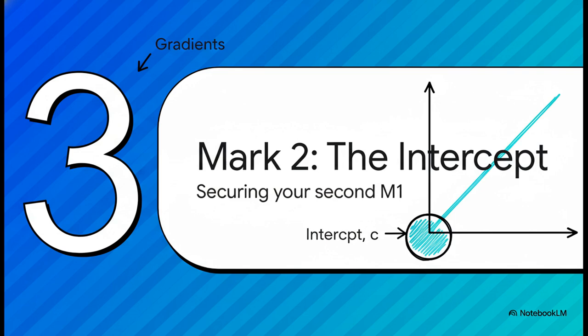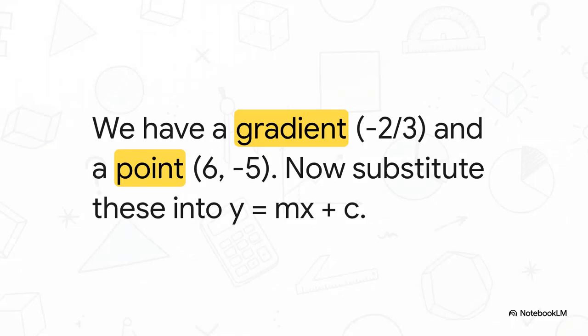We've got the gradient of our new line. The next job is to figure out where it crosses the y-axis. In other words, we need to find the intercept, c. We've actually got everything we need right here. We know our new gradient is -2/3, and we know the line passes through the point (6, -5). That's our x and y value right there. So all we have to do is substitute all of this into our trusty equation, y = mx + c, to find that one last missing piece of the puzzle, c.